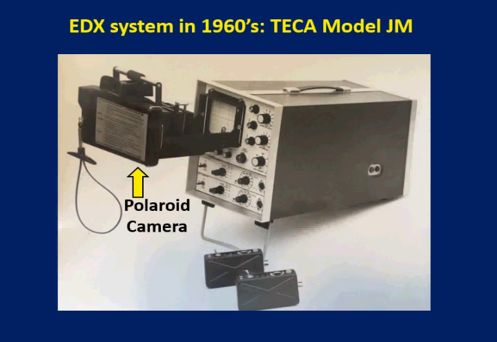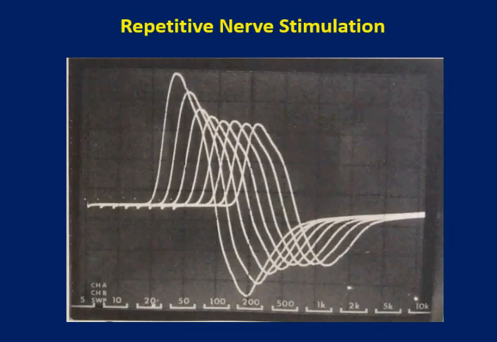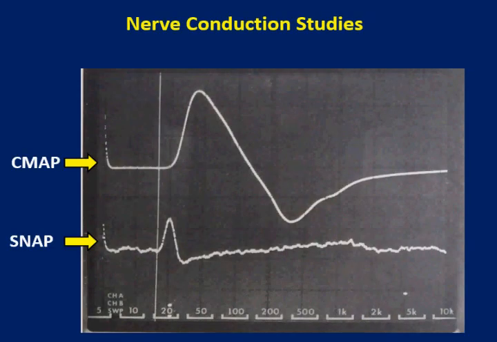When storage oscilloscopes became available, one could freeze the EMG waveforms. Polaroid cameras were used to obtain a hard copy of the waveforms. Here is one such recording in the repetitive nerve stimulation test performed in 1965. The amplitude decrease is seen quite easily. Here is a recording of the compound muscle action potential on the top trace and a sensory nerve action potential on the bottom trace.